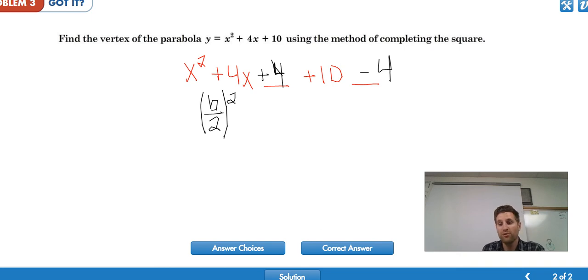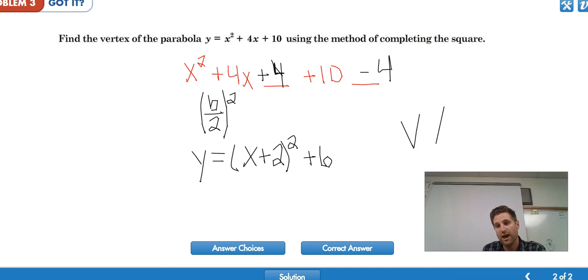So what two numbers multiply to 4 but add to 4? It's going to be 2. So (x plus 2) squared, and this is going to become plus 6, and we get y. So again, from standard form, my vertex is going to be at negative 2. We take the opposite of what we see. And positive 6, we take exactly what we see on that one.